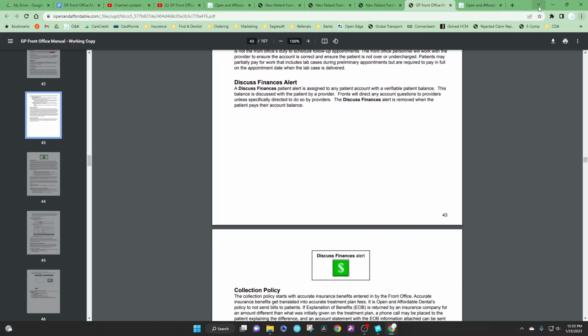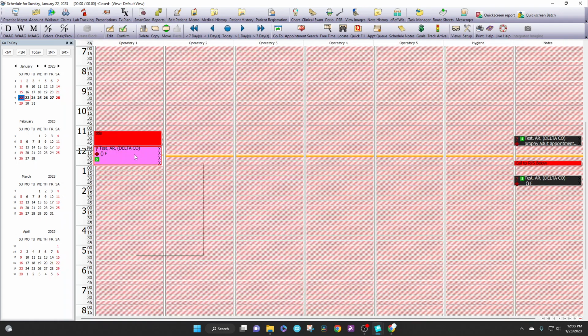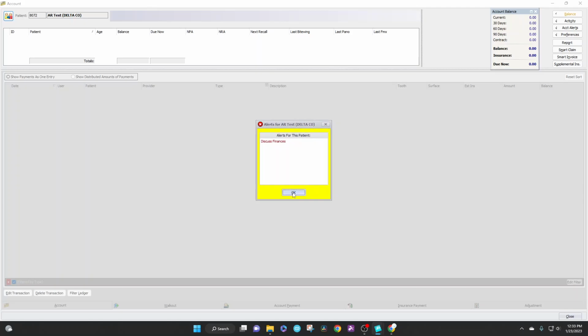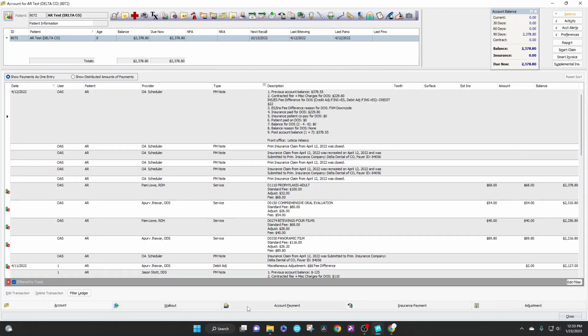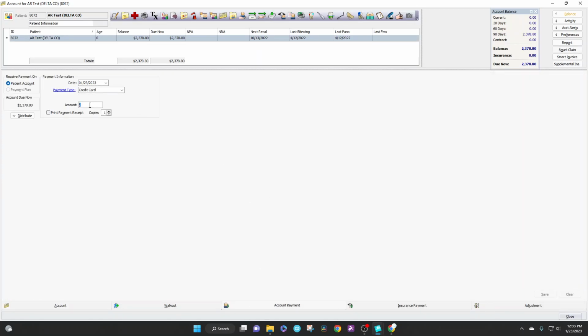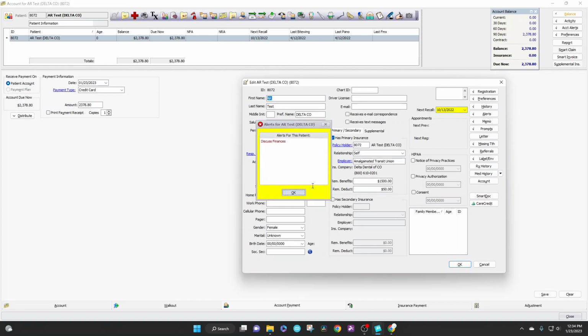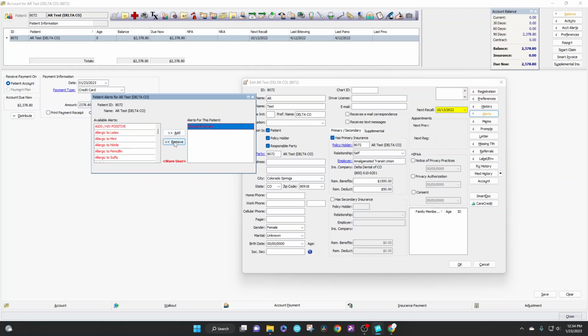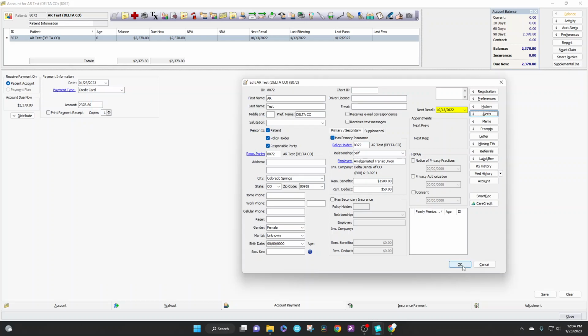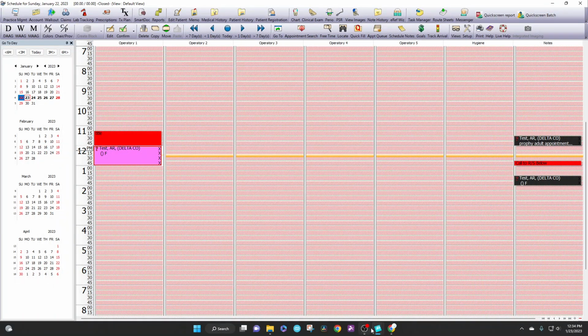But if they are paying off their balance, so for example, if we're taking a payment today for their entire balance, let's say that we went in here, did an account payment on the credit card, 2,378.80. We save that. We would also want to remove this discuss finances alert because they have made their entire payment. So we'll go ahead and remove that, and then the patient will be good. Okay.